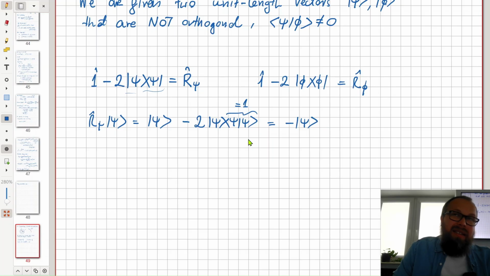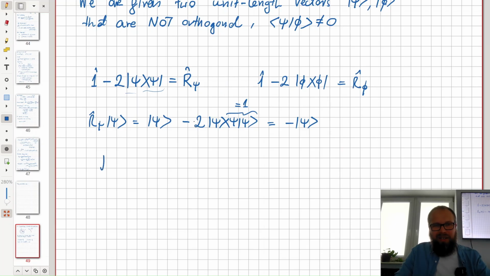But when r psi acts on phi, it's a different operation, because we are assuming they are not orthogonal, right? So r psi acting on phi, if I try to do reflection on phi, there will be something else, something non-trivial, right? Because there is a component that's parallel.